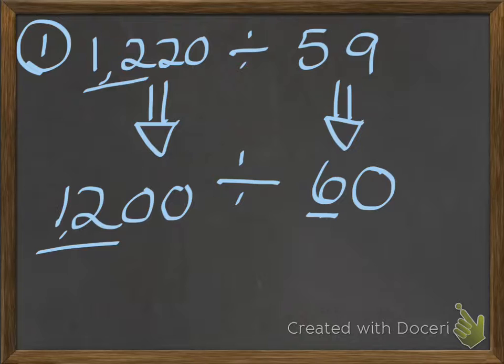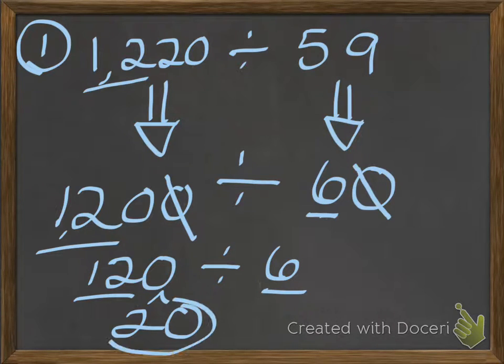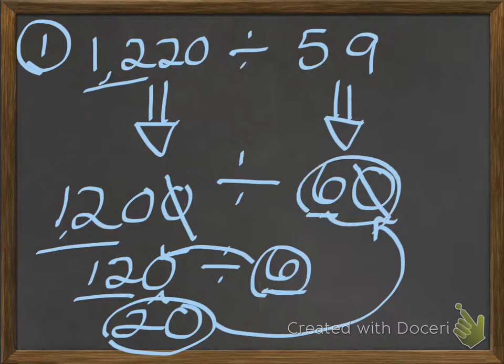So now I see my base problem is 12 divided by 6. So I'm going to take 1 0 off, and now I've got 120 divided by 6. Remember, super easy. 12 divided by 6 is 2. Tack on that extra 0 there, and now I've got 20. So 20 times 6 equals 120. But 20 times 60 should equal 1,200.